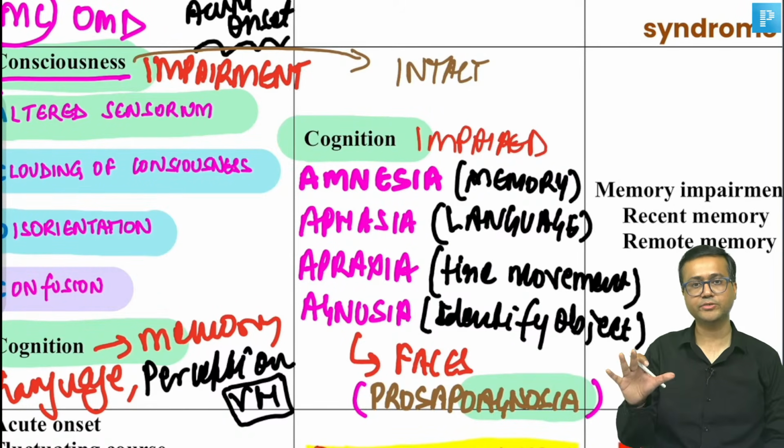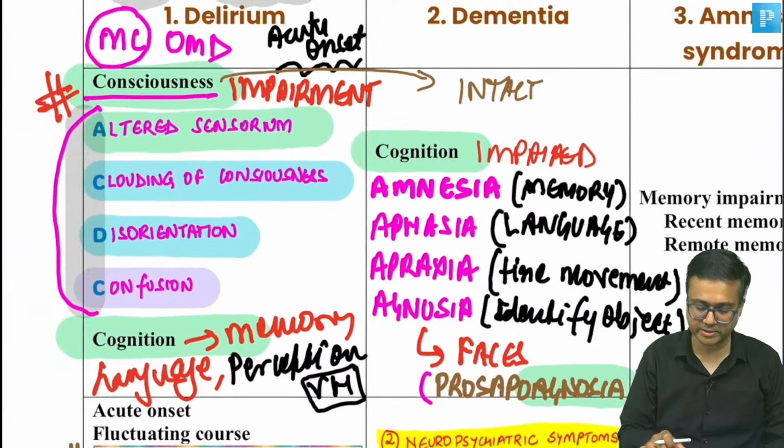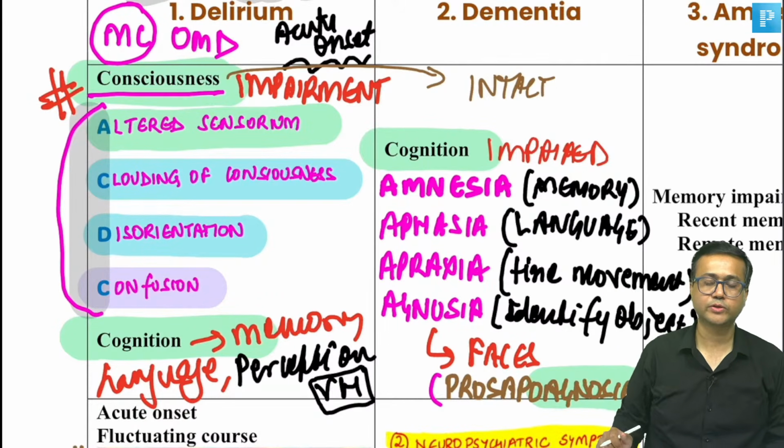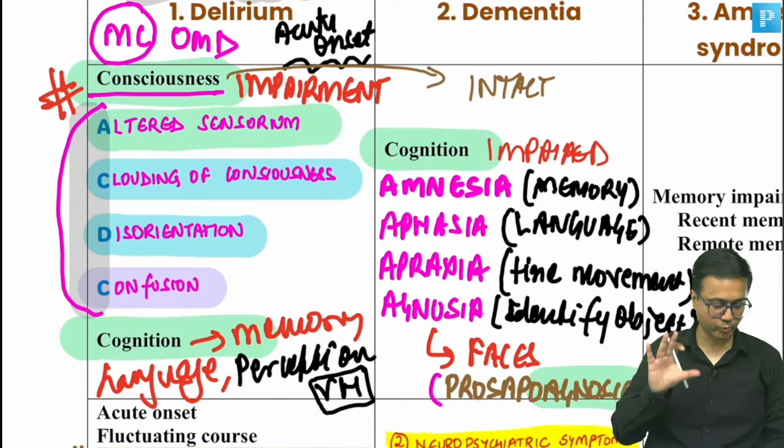So in dementia, we are saying there is only cognitive impairment. Is this point clear to everyone, beta? Let's complete this table, then I'll move forward towards the dementia topic more. Okay, is this point clear to everyone?